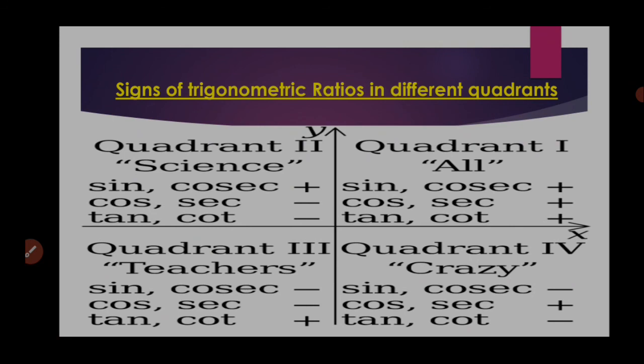This we can learn by this small sentence: All Science Teachers Are Crazy. So All means all are positive. Science, S, so sin and cosec are positive. Teachers, T, so tan and cot are positive. And Crazy, C, so cos and sec are positive.